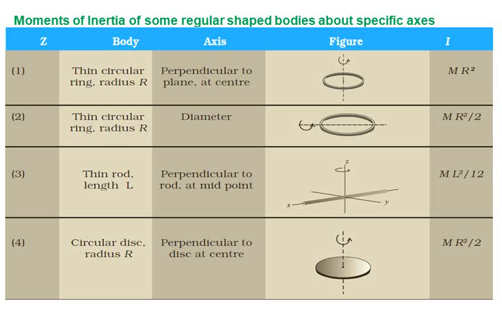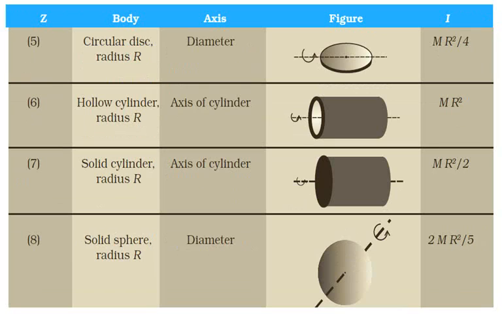For a circular disk of radius r, its moment of inertia about an axis perpendicular to the disk at its center is mr square by 2. Moment of inertia of a circular disk of radius r about its diameter is mr square by 4. You have to learn these values, and the proof of these is not in your syllabus.